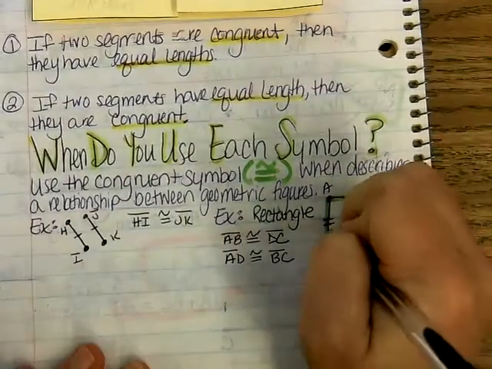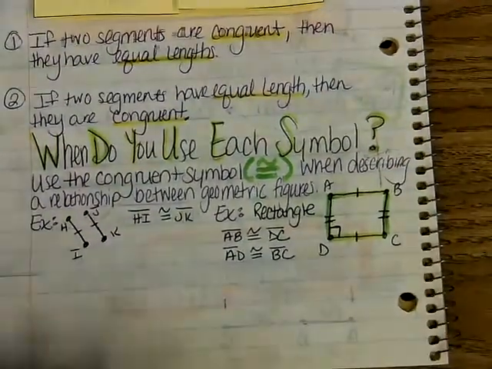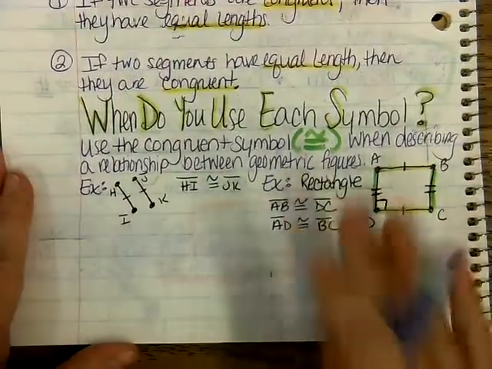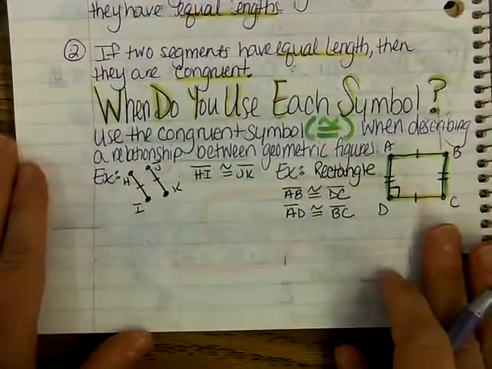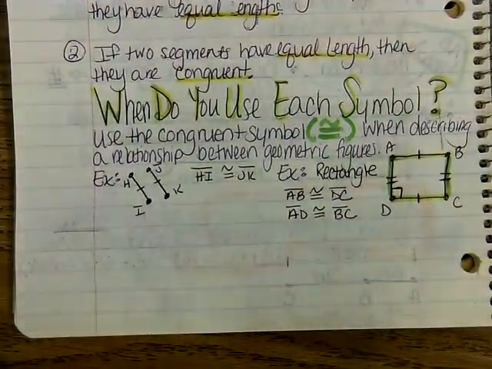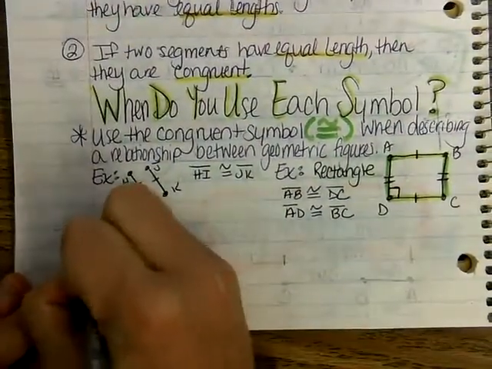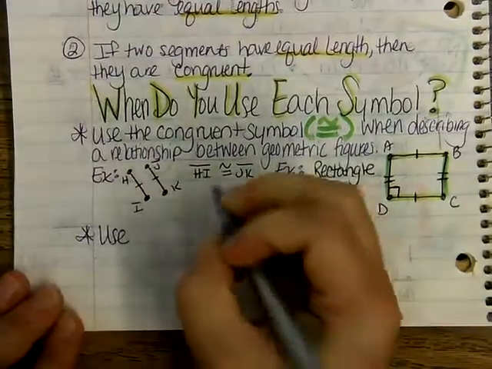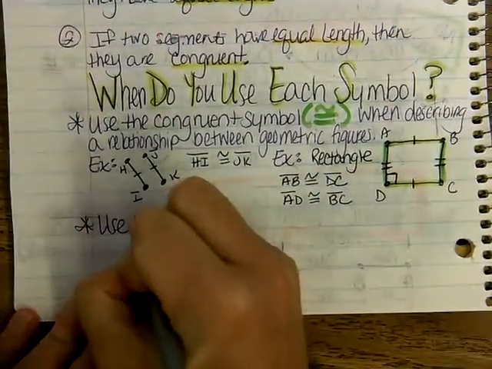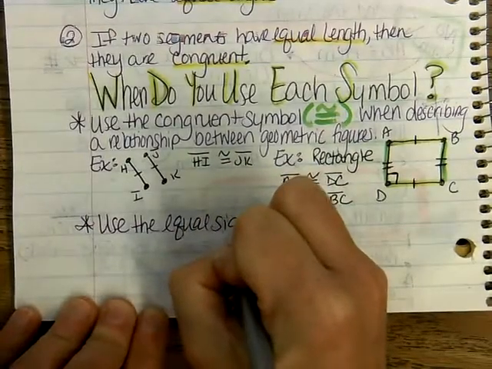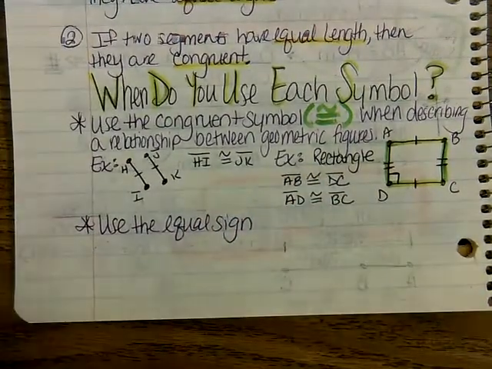I'm just going to put the right angle symbol in there just to say that we're talking about right angles. So that is when I'm going to use the congruent symbol. I don't have any numbers on here. I just want to talk about a relationship. You're going to use the equal sign when you see something like this.